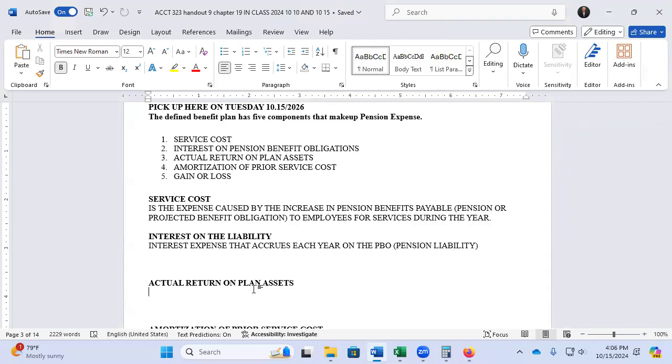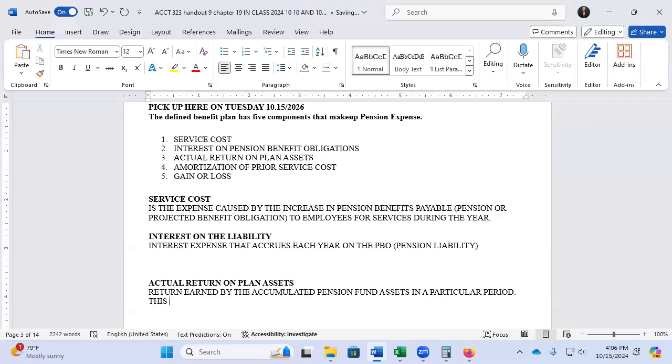Actual return on plan assets is the return earned by the accumulated pension fund assets within a particular period. This reduces pension expense unless the return is negative.